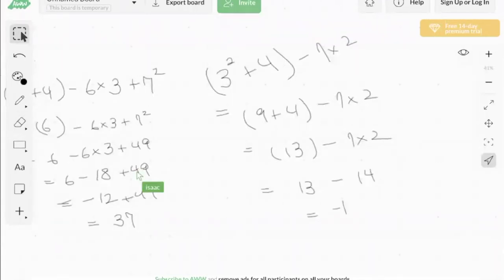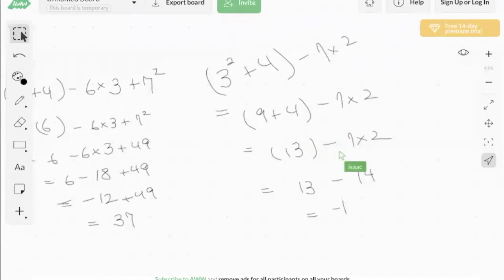Okay, so here's another example. 3 squared plus 4, minus 7 times 2. And so parentheses first, and within the parentheses, there's its own sort of order because there's an exponent. So exponent first within the parentheses, so 9 plus 4. And since parentheses first, 9 plus 4 is 13.